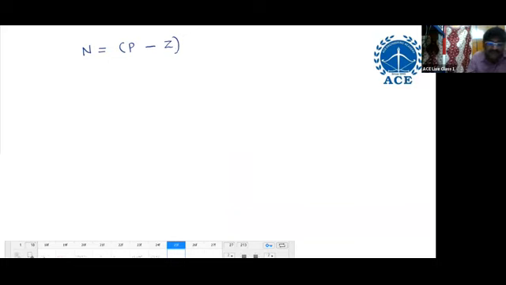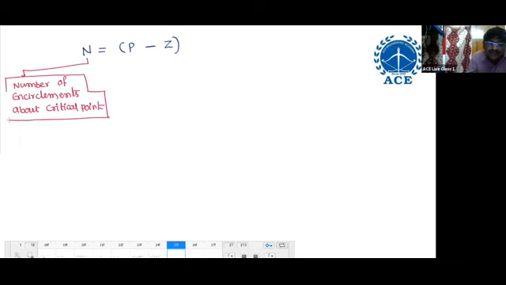N equal to P minus Z. What is N? Number of encirclements about critical point. N is called the number of encirclements about the critical point.